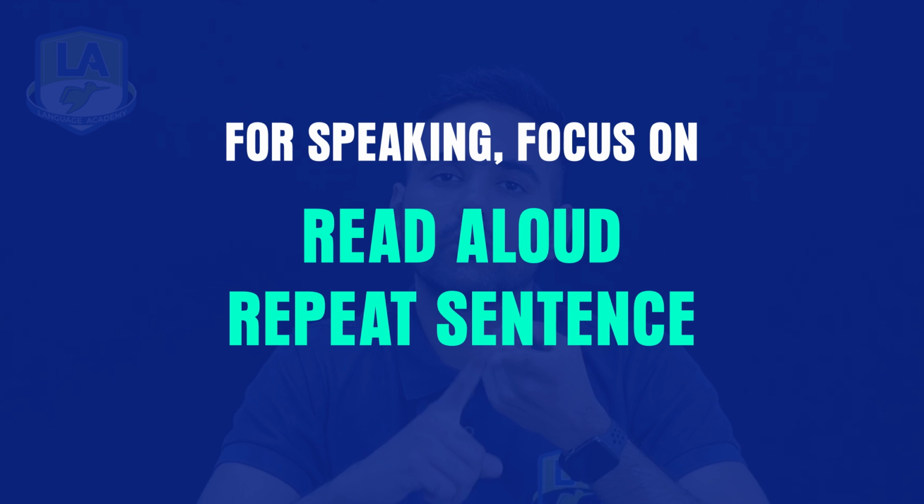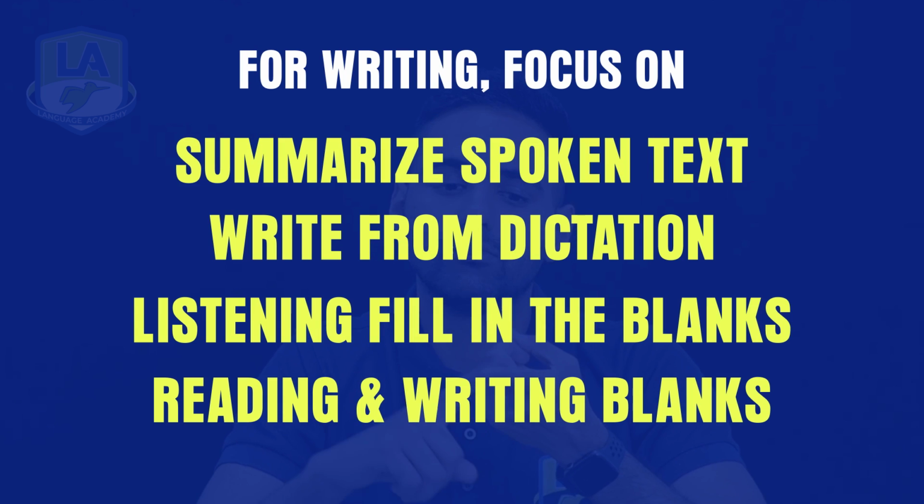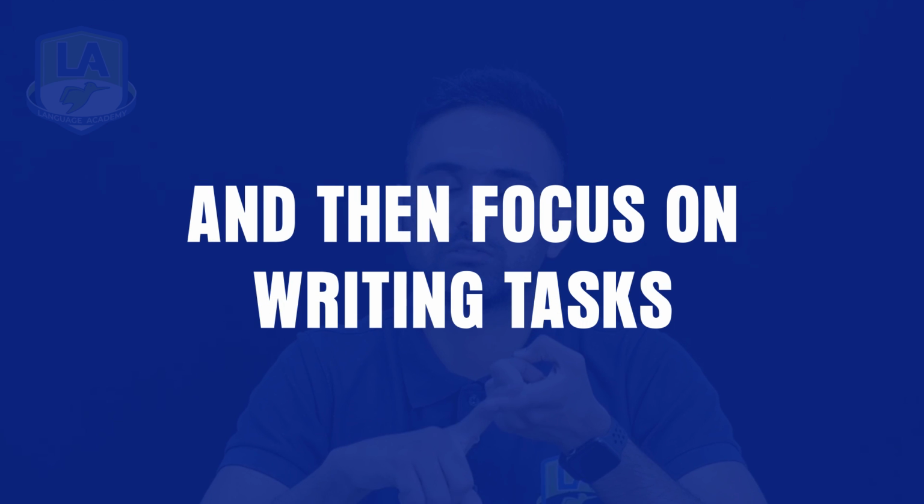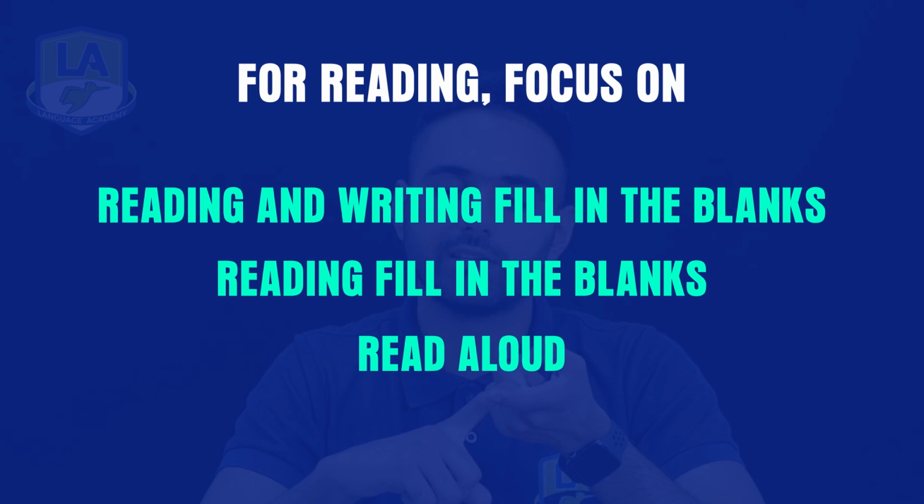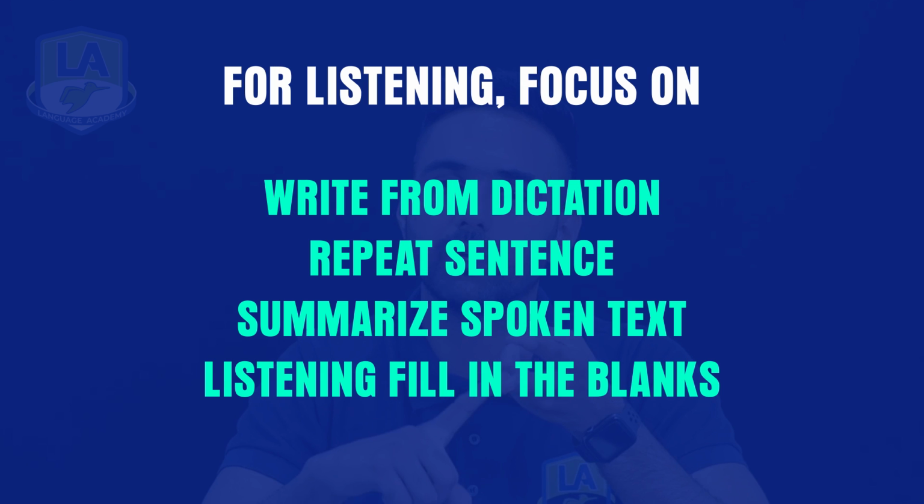For speaking, focus on read aloud and repeat sentence. For writing, focus on summarize spoken text, write from dictation, listening fill in the blanks, reading and writing blanks, and then focus on the writing task itself. For reading, focus on both the blanks and read aloud. For listening, focus on write from dictation, repeat sentence, summarize spoken text, and listening blanks. These are the things you really need to focus on if you actually want to get the scores right.